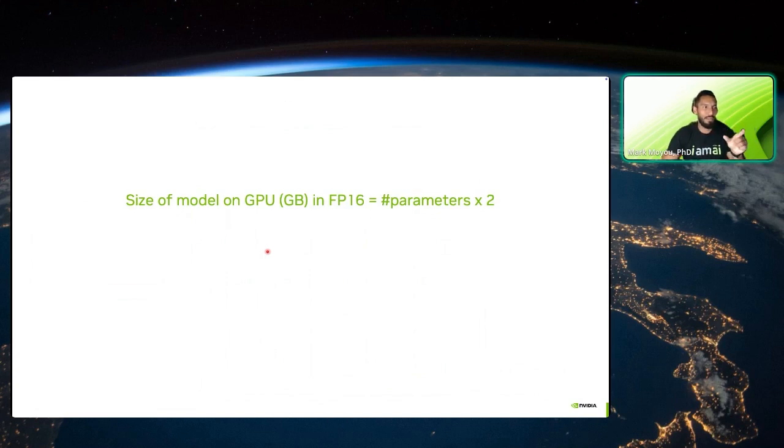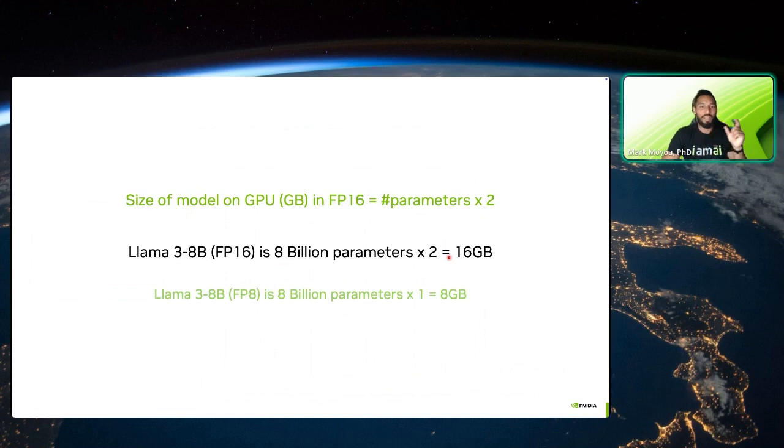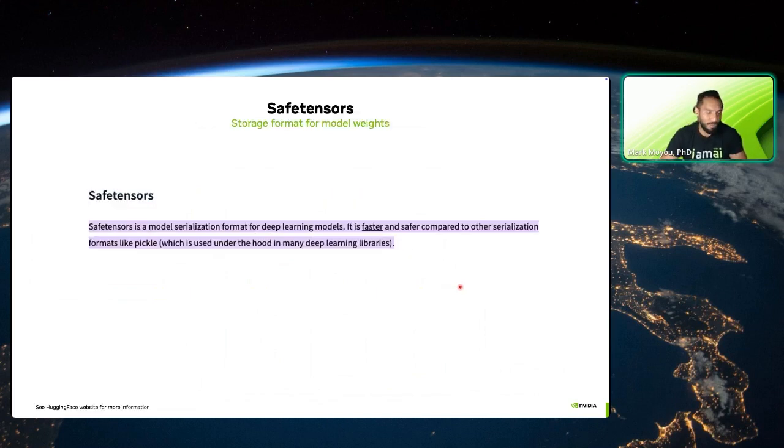So a good proxy for you to keep in your mind, anytime you want to know the amount of memory that an LLM picks up on a GPU, take the number of parameters, multiply it by 2, and that's your size in FP16 memory. So 8 billion times 2 is 16 gigabytes of FP16 memory on the GPU. If you use FP8, which is half of FP16, it's actually 8 gigs. So I get another 8 gigs that I can host tokens with.